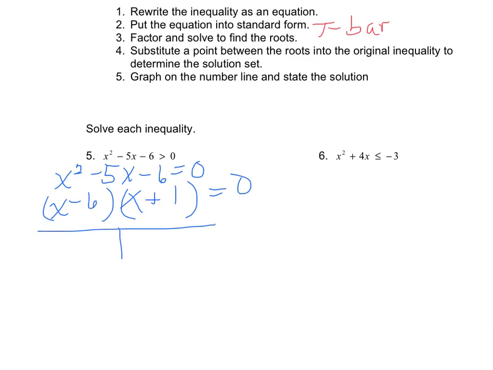T-bar. Now at this point you should be really good at solving the factors, so I'm not going to write each one the long way by actually putting them equal to 0. I'm just going to solve and put the answer down. So x minus 6, if I was to solve that, I would get x as a positive 6 to make it equal 0, and x plus 1, that answer would be x as a negative 1. So now, the next step says to substitute a point between the roots into the original inequality to determine the solution set. In order for me to find a point, I'm going to have to draw a number line.